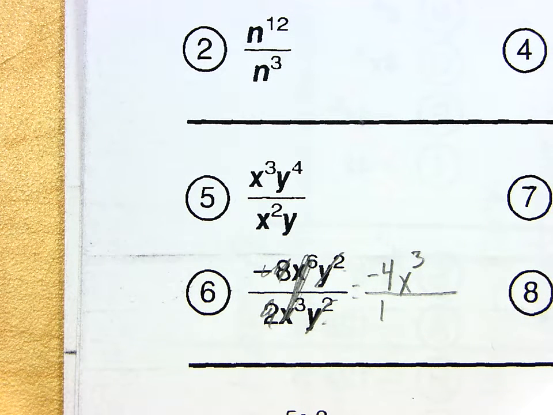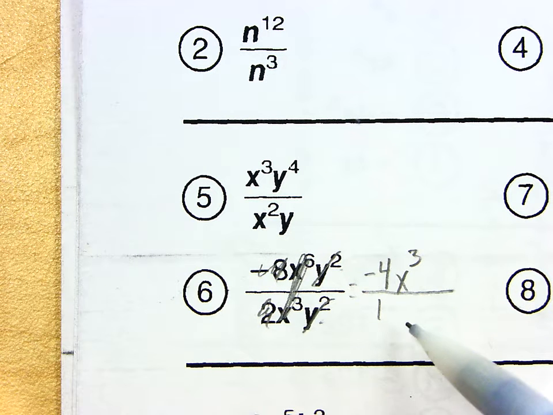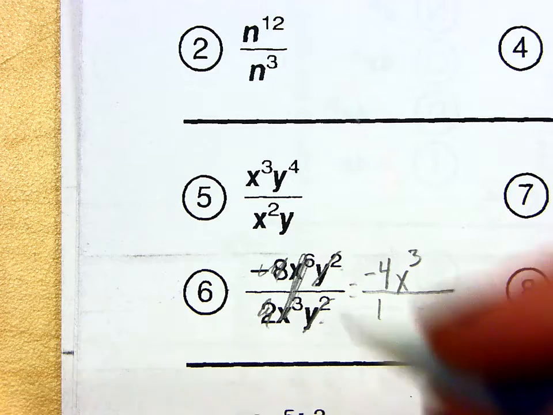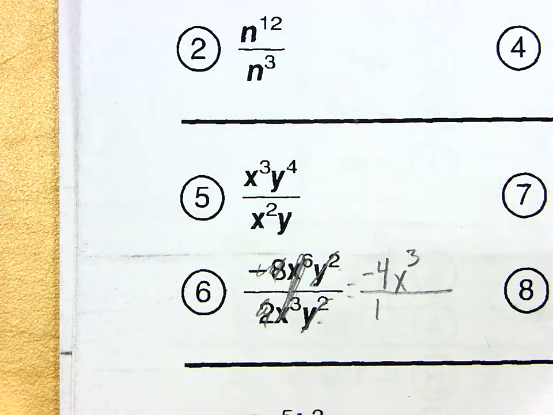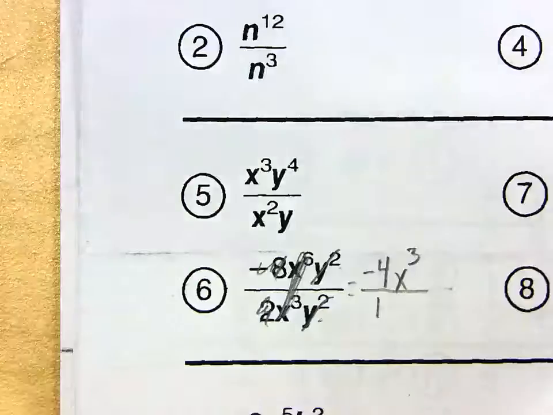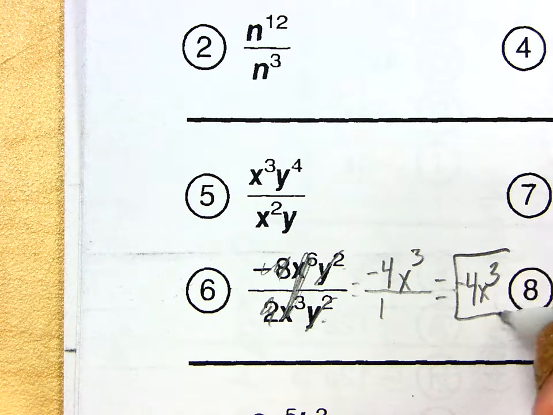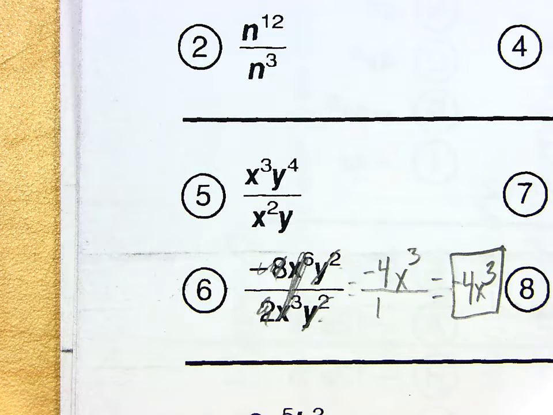If what it's being raised to is positive, does it go on the top? Yes. And if it's negative? Mm-hmm. So now, in this case, since my denominator is just 1, I don't need it. So that is the same thing as just -4x cubed, right? -4x cubed. There's my final answer for that one.